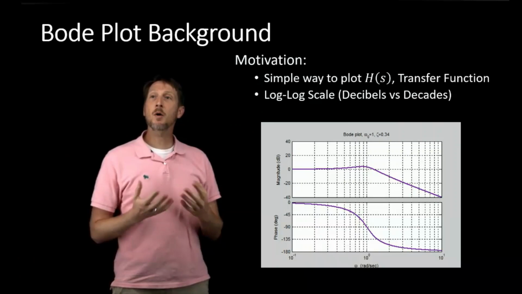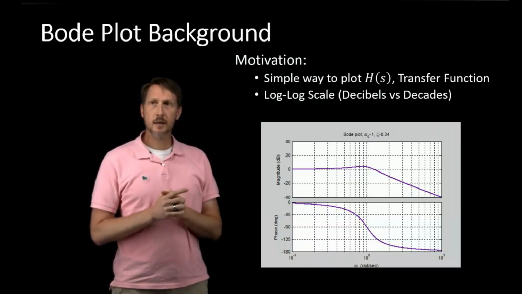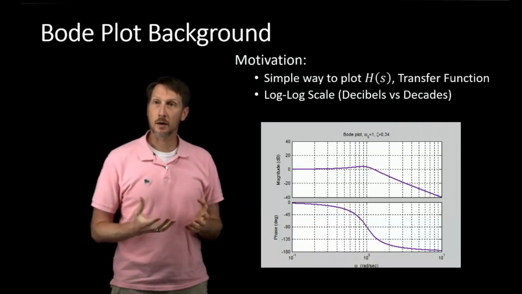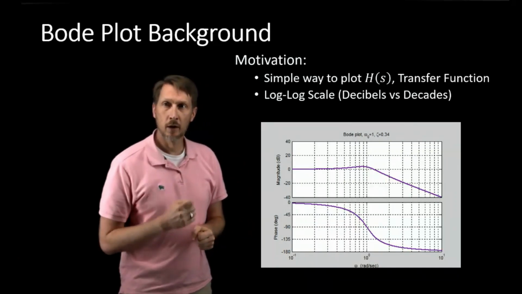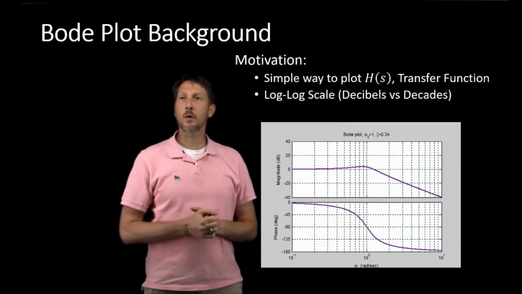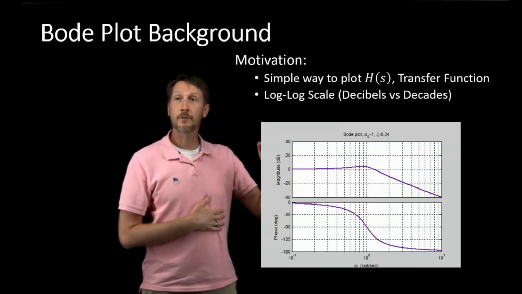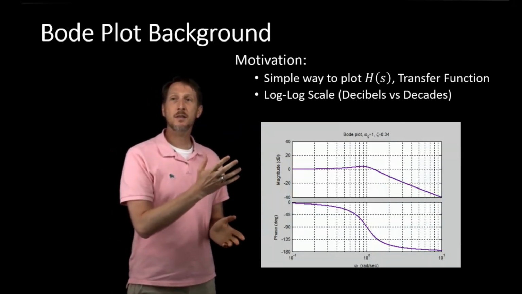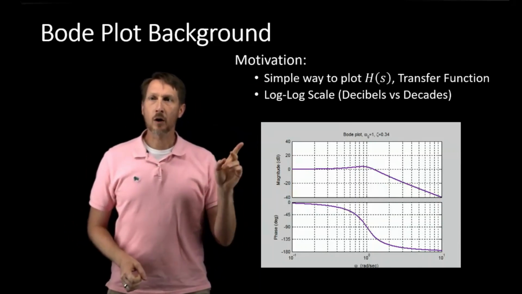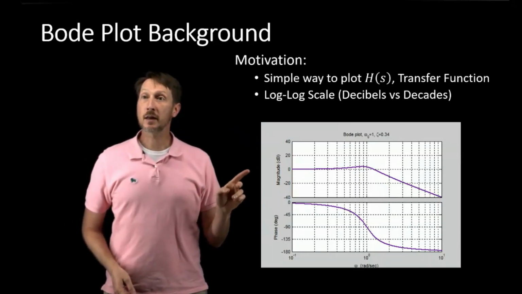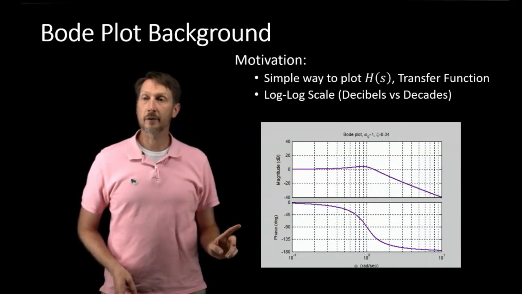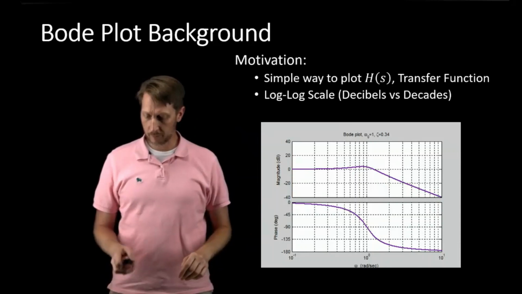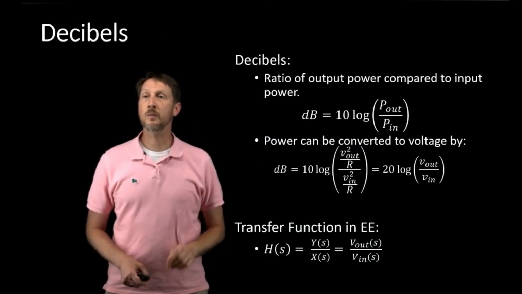First off, what is the motivation behind a Bode plot? The idea is to provide an easy way to visualize the transfer function. This is done on a log-log scale, where we're going to compare decibels for the magnitude versus decades in frequency. This is an example of the Bode plot. On the top, we have the magnitude in decibels, and on the bottom, we have the phase of the transfer function. Let's go in and look a little bit about decibels first.